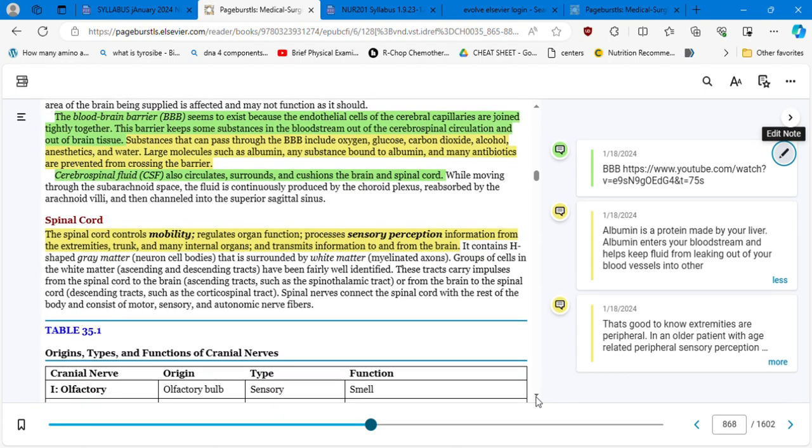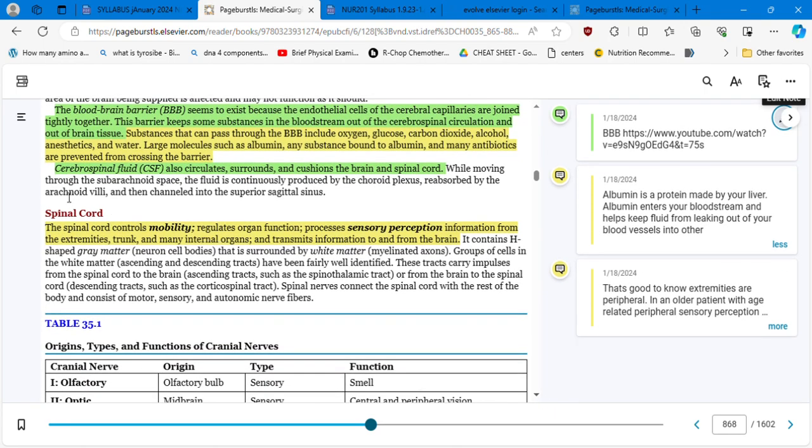What is here? The spinal cord now. The spinal cord controls mobility, so we finish with the brain. Okay, it regulates organ function, processes sensory perception information from the extremities, trunk, and many internal organs, and transmits information to and from the brain. And that's good to know.